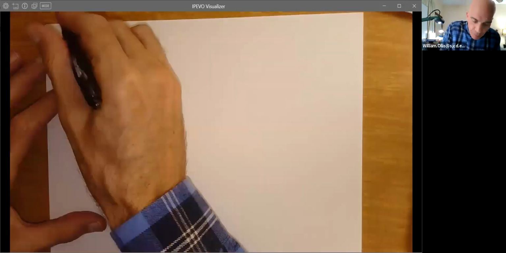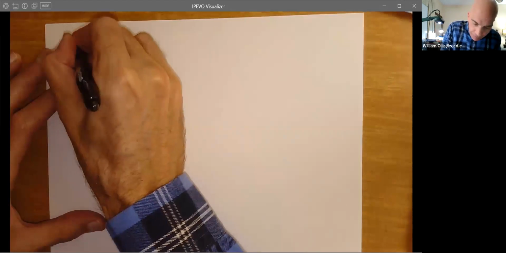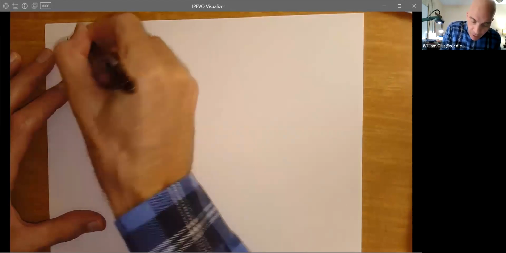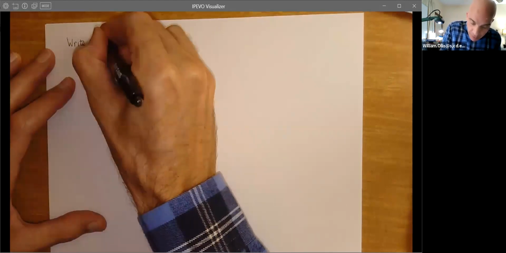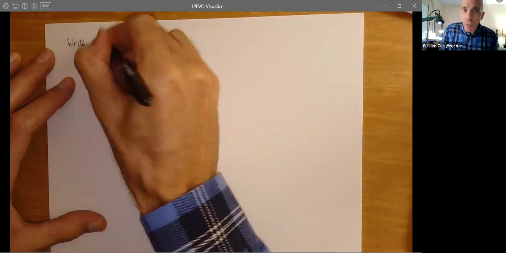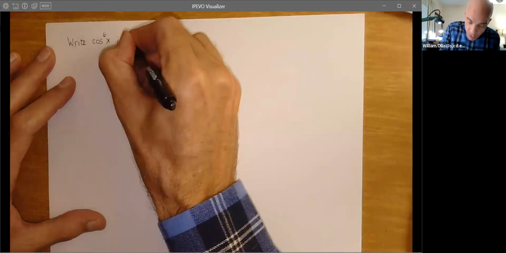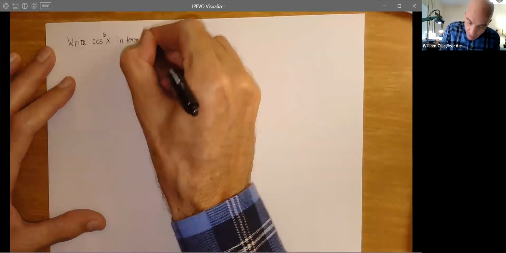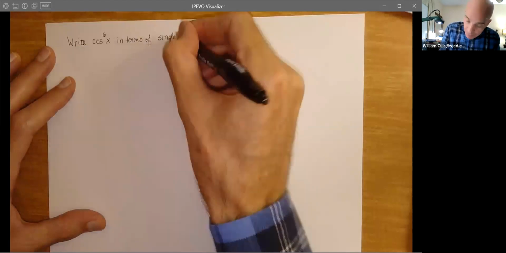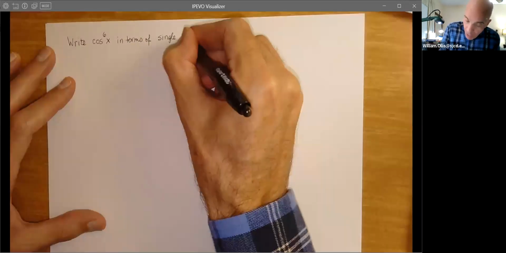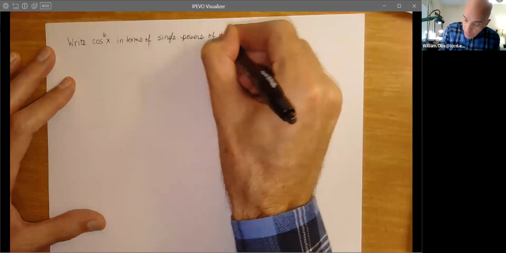And so what we might want to do here is write cosine of x to the sixth power in terms of single powers of the cosine. First power, single powers of the cosine function.